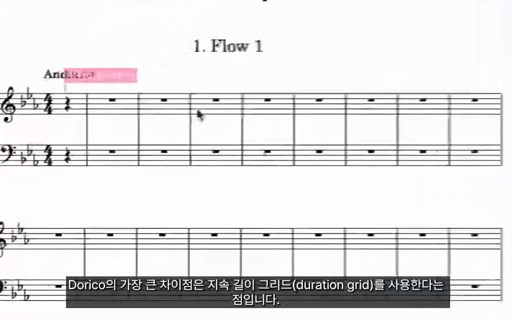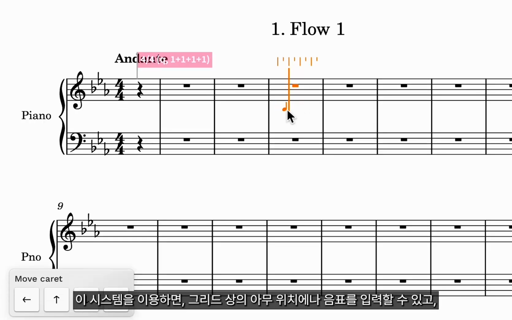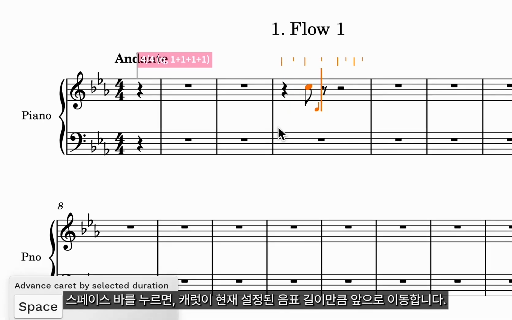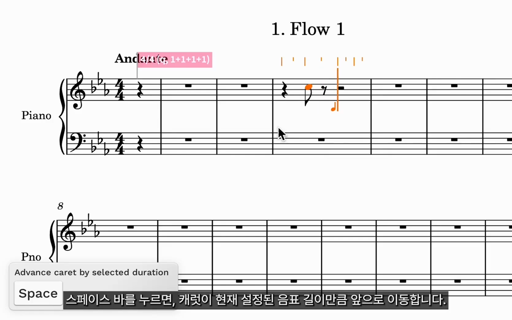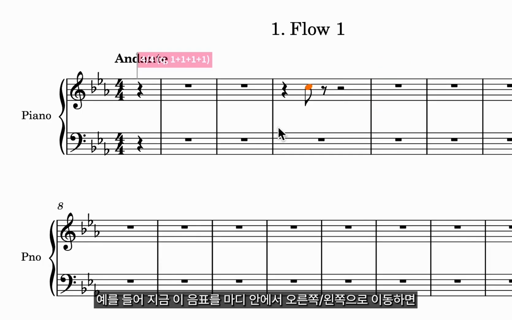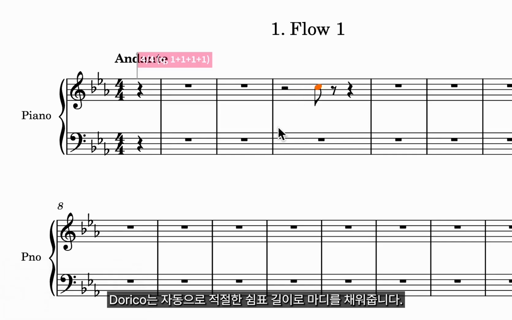The real difference is the use of a duration grid with a caret to select where you want to enter something. You can enter notes at any position on the duration grid, and Dorico will automatically fill in the rests around them. Press space to move the caret forward by the current note duration, which allows you to set values that are different from the grid, for example. Now, I can move this note through the bar, using Option, right and left arrow, and you'll see that Dorico is pretty clever in setting the correct types of rest durations wherever we put the note.